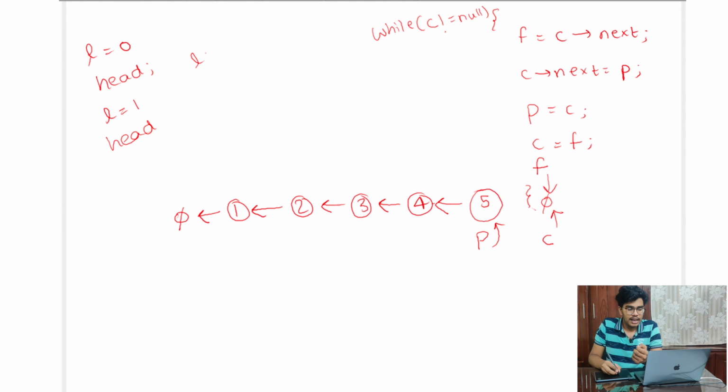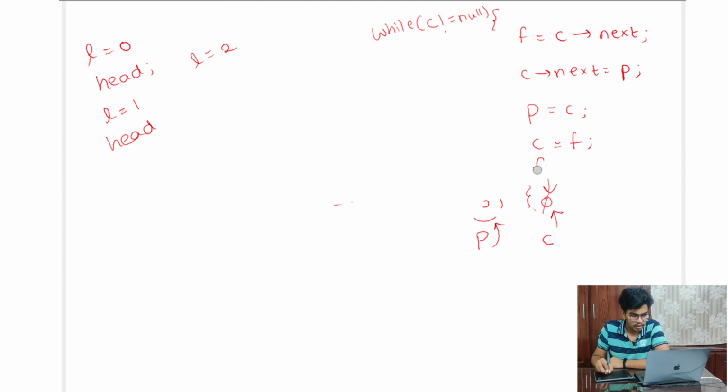But where there's a length of 2, what will happen? Let's observe for length equal to 2, right? Let me erase this part and consider length equal to 2. So 1 is pointing to 2 and 2 is pointing to null.